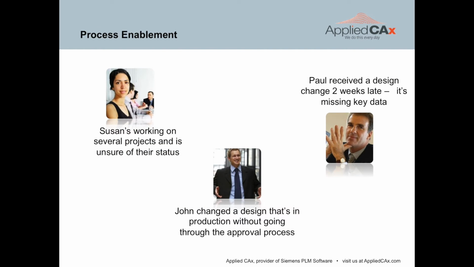Her productivity is limited because she doesn't have clear visibility to which assignments are a priority or where they are in the process. John changed a design that's in production without going through the approval process, and this could cost the company thousands of dollars in rework costs and manufacturing delays. Your design partner, Paul, has been waiting on a concept that finally arrived, only to find information is missing. This will take more time to correct the problem, possibly pushing out the delivery date.